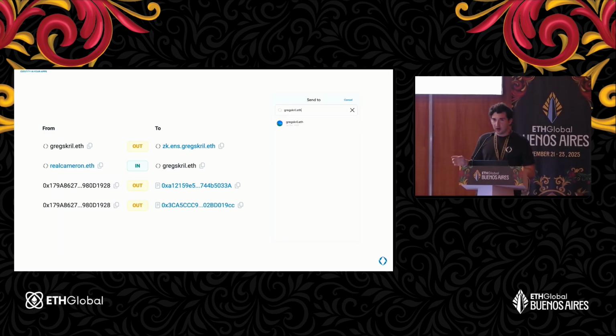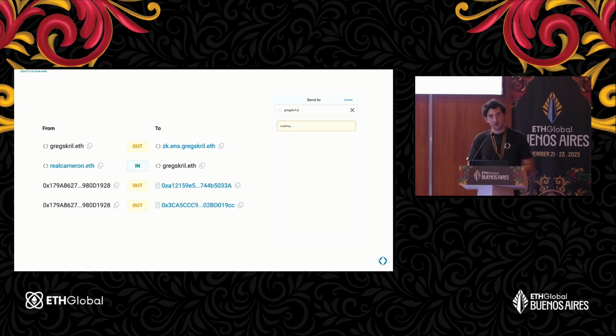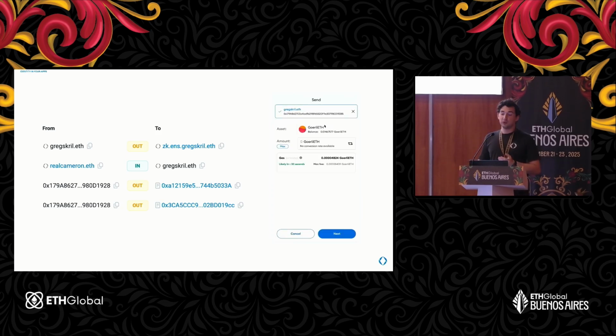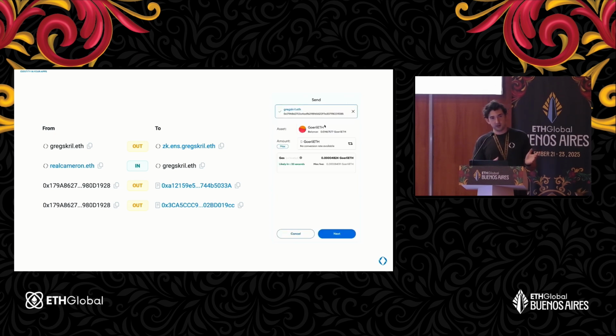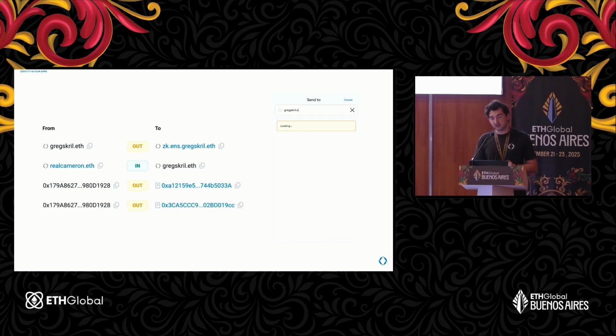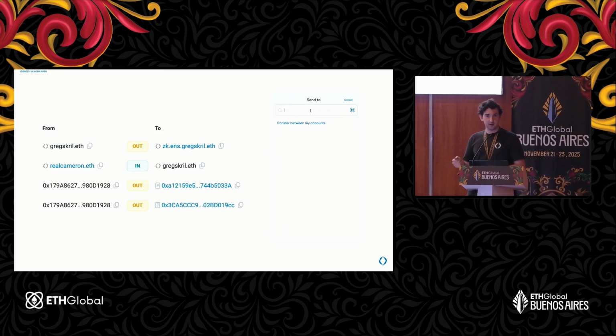This is a view of two ways to use ENS. On the left side, it's reading historical transactions from Etherscan, right? You see that gregskril.eth is sending something out to zk.ens.gregskril.eth. This is a smart contract that I've named underneath gregskril.eth because ENS also supports subdomains. And it's just very easy to see exactly what's happening. Greg is sending something out to this other name, or Real Cameron is sending something in to Greg. There's a lot of context in this. I can read it and understand.